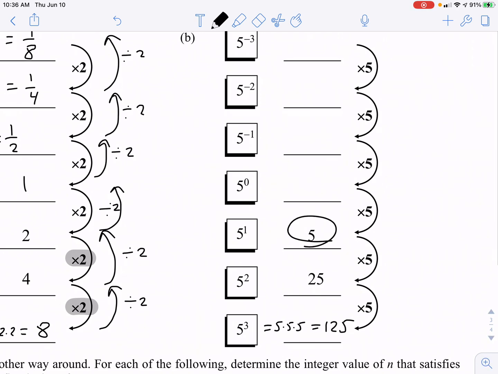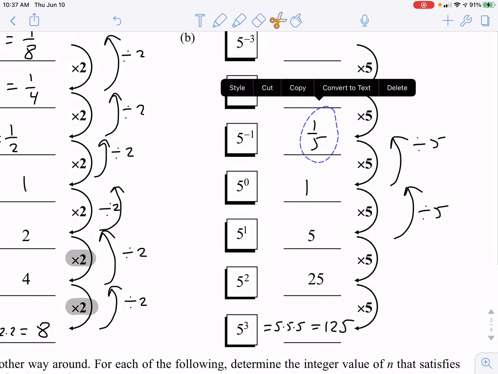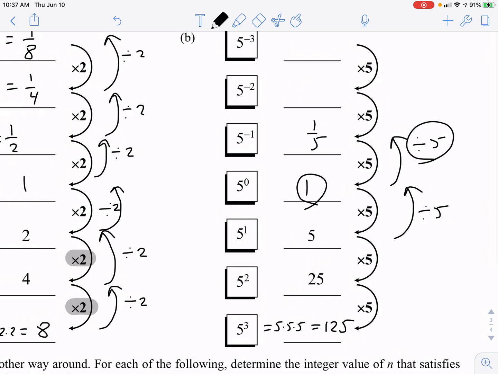Now, if we go the other way, we're dividing by 5. So if I take 5 and I divide it by 5, going the other way, we're talking about 1 because, again, anything to the 0 power is 1. If we divide by 5 again, we're talking about 1 over 5, or 1/5. So 1 divided by 5 would be 1/5.